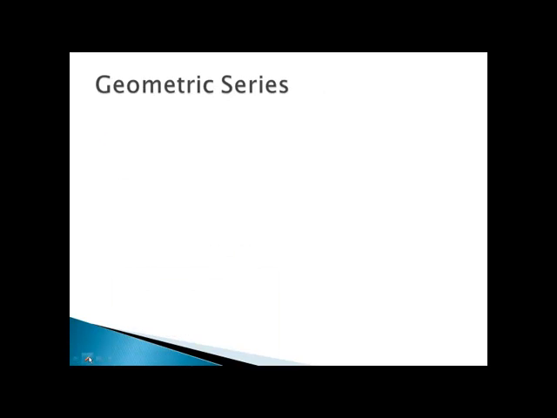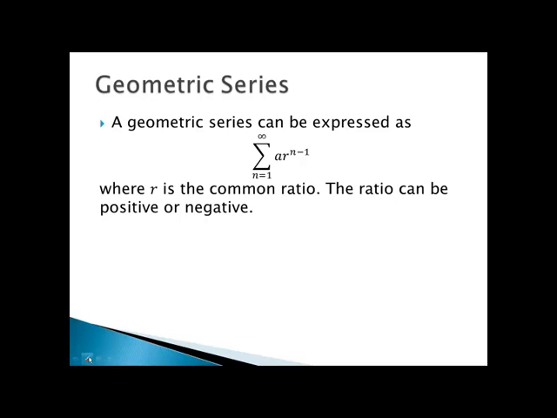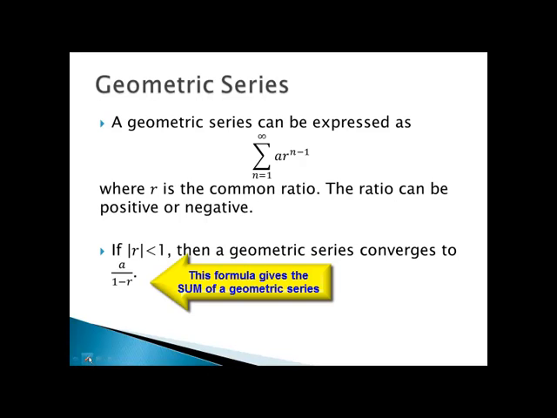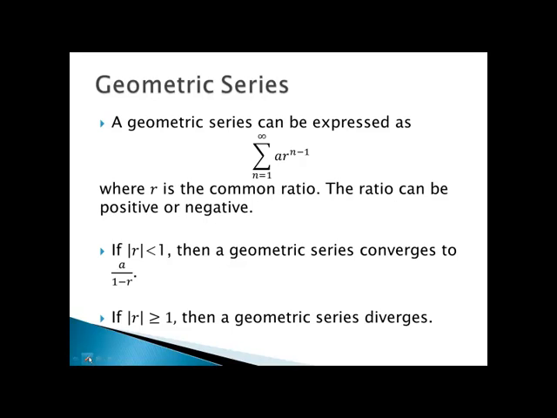A special type of series is called the geometric series, and it's one that can be expressed as follows. We want the sum from n equals 1 to infinity of a times r to the n minus 1. A is the first term in the series, and r is called the common ratio. In a geometric series, the common ratio is the value by which you multiply one term to get to the next, and that ratio can be positive or negative. If the absolute value of r is less than 1, then a geometric series will converge, and it converges to a divided by 1 minus r. If the absolute value of r is greater than or equal to 1, then a geometric series diverges.